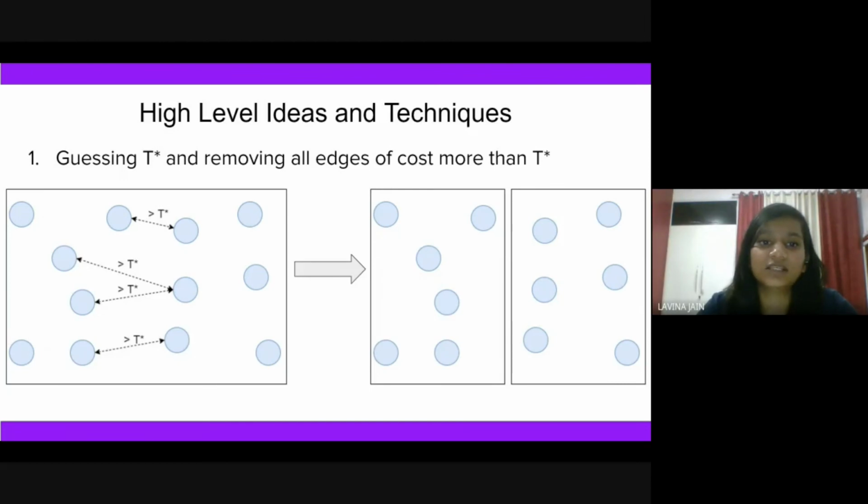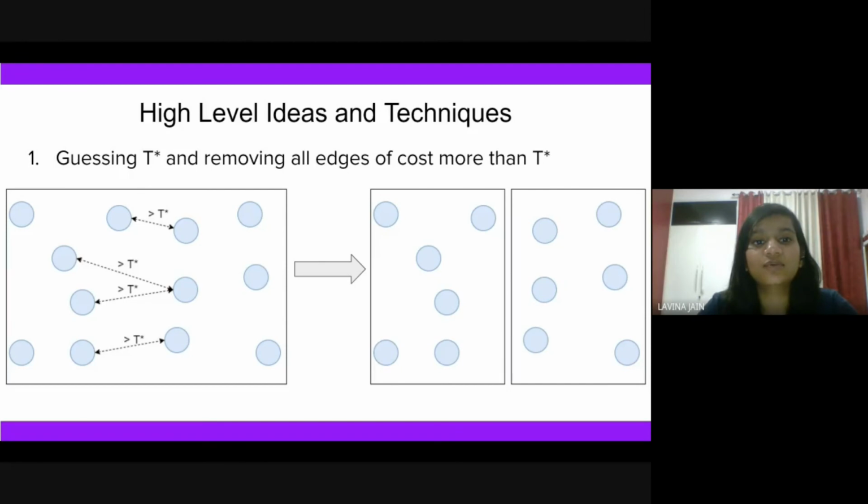The first technique is guessing the cost of the optimal solution. Call it T star. This is the maximum cost of a tree in the optimal solution. The guessing can be done by binary search on the range.